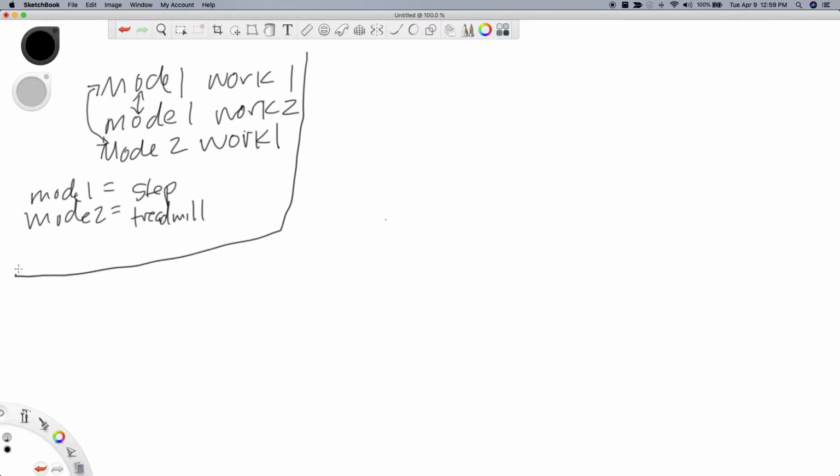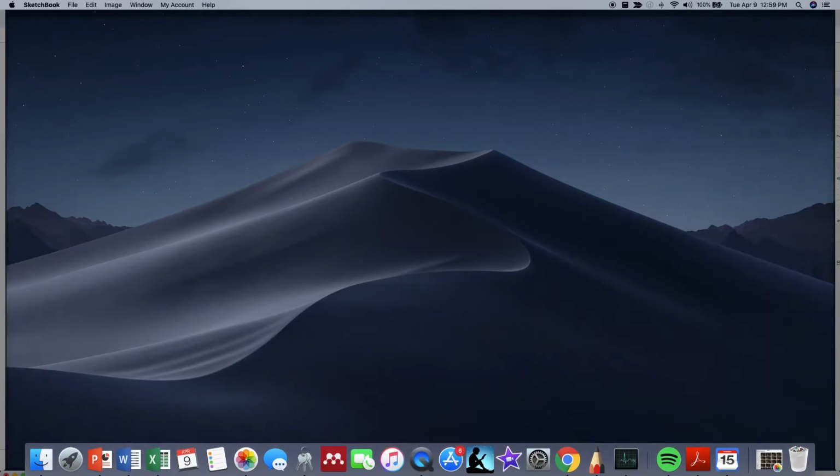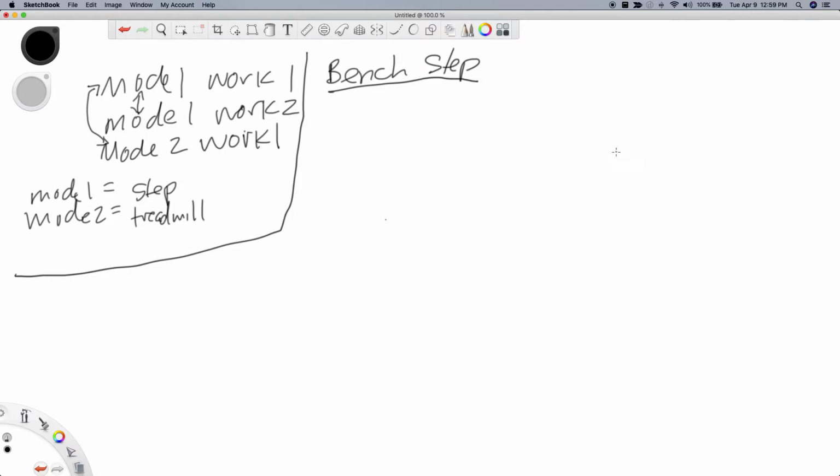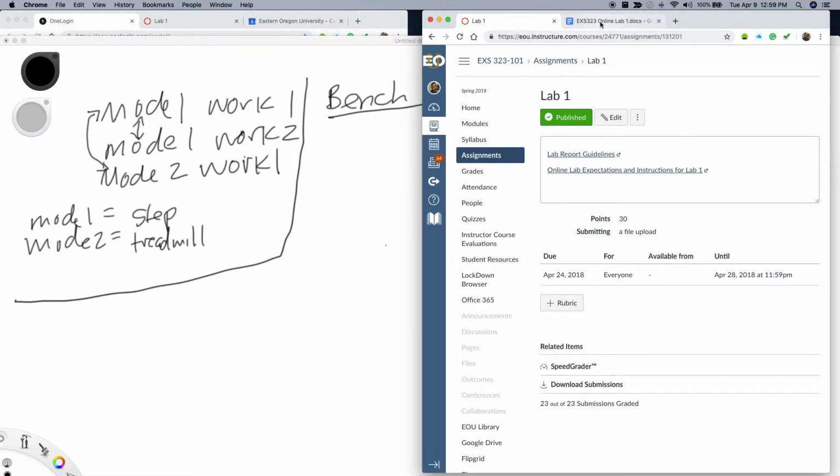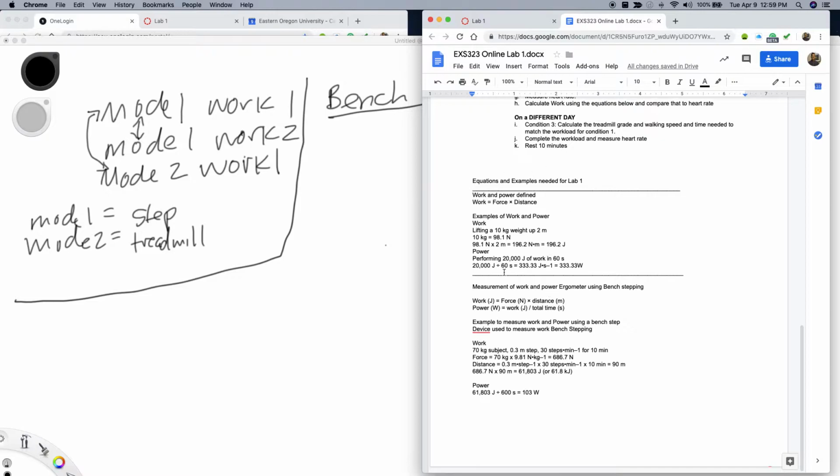So how could you do this? For example, if you chose bench step as your mode 1, to measure the work in a bench step, there's examples in your book, and there's also examples in the write-up that I gave you. There's examples in this write-up here. And so I'm just going to walk you through how to set that up.